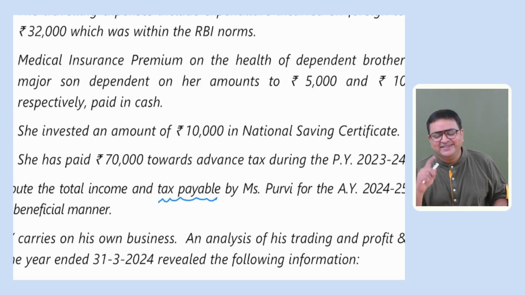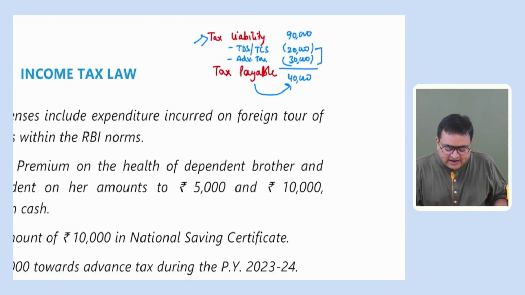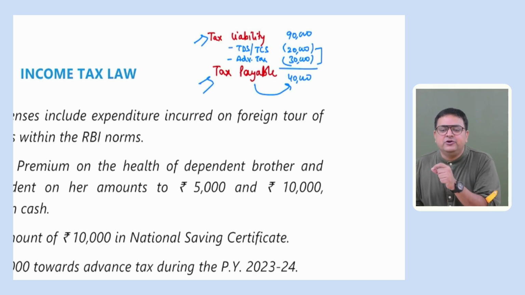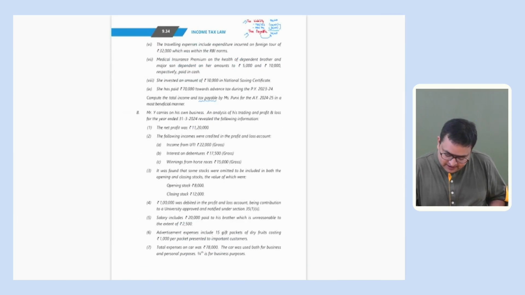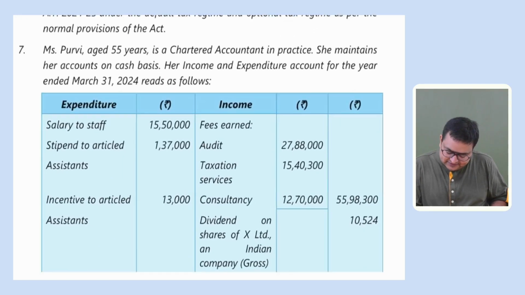Examiner is asking us the tax payable, right? So we have to calculate the tax liability first and then the tax payable. If any TDS, TCS has been deducted or collected, we have to show that also in our solution. If there is any advance tax which is paid, we have to show that as well. Got it? Okay.